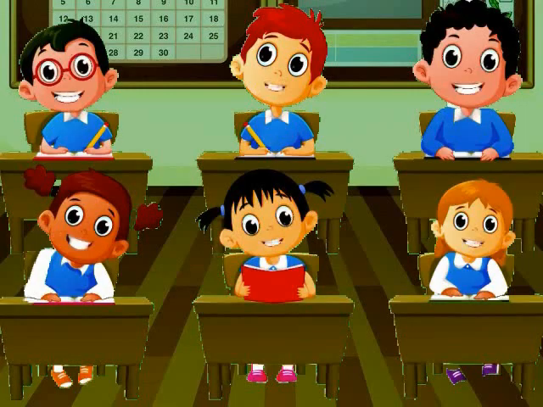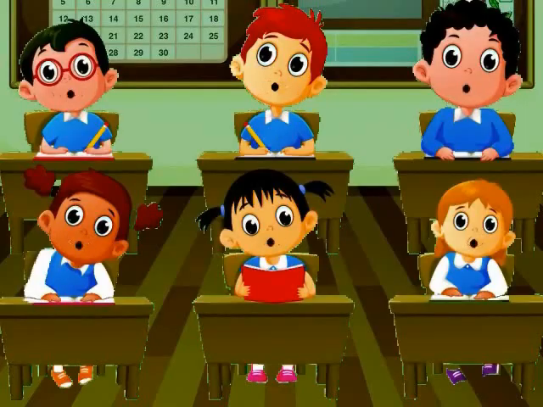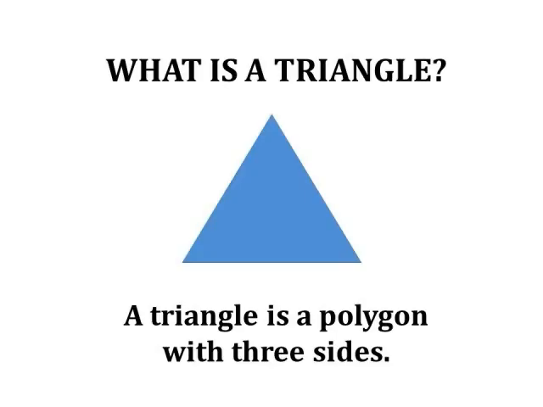Good morning, sir. Our lesson for today is about the area of triangles, parallelograms, rhombus, and trapezoids. So, isa-isahin natin sila. Okay po. Triangle. What is a triangle? Triangle is a polygon with 3 sides. Basta may 3 sides, triangle yon.